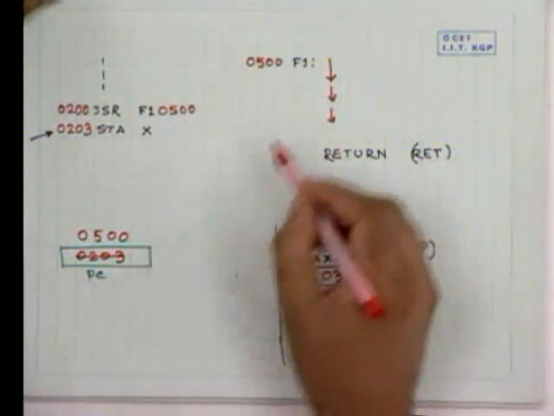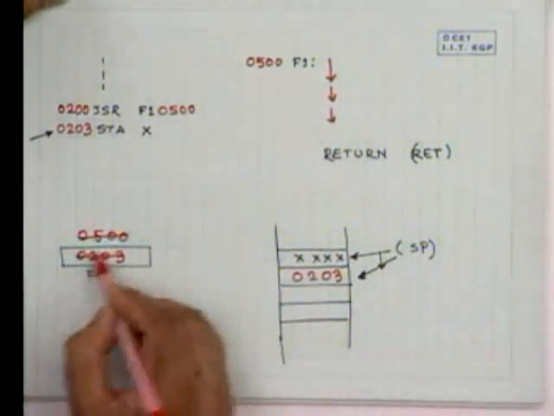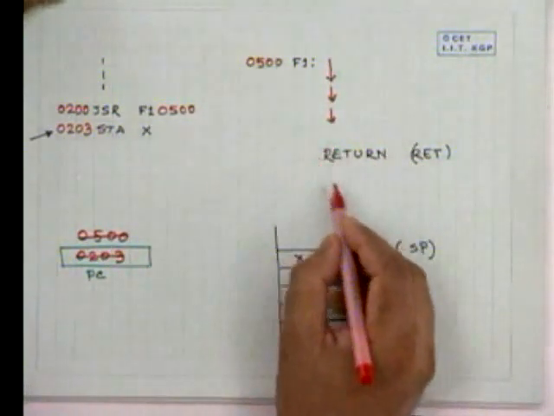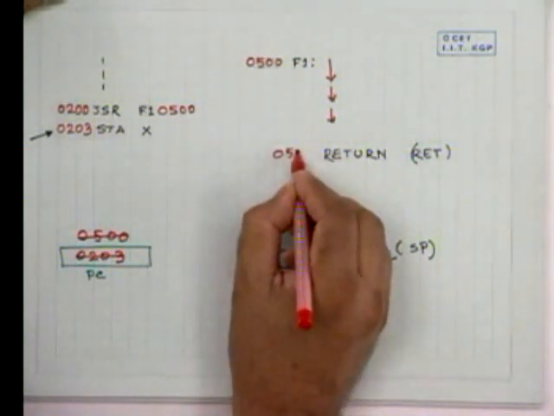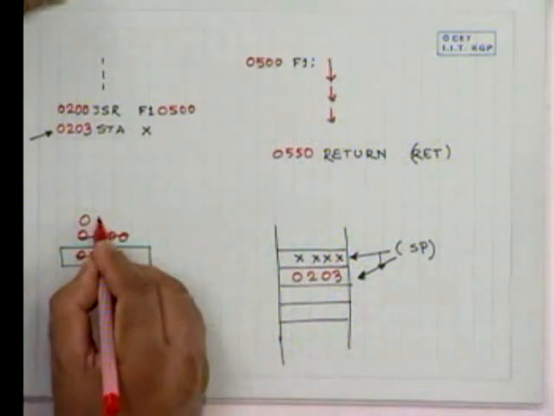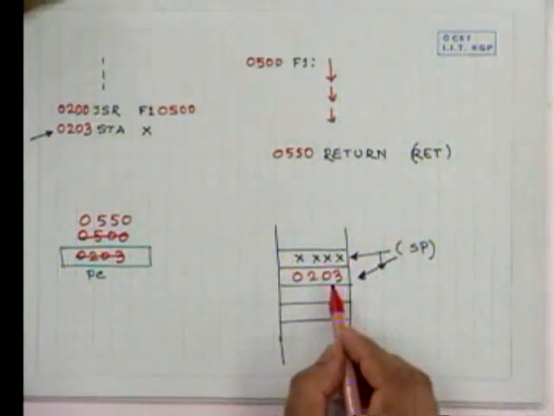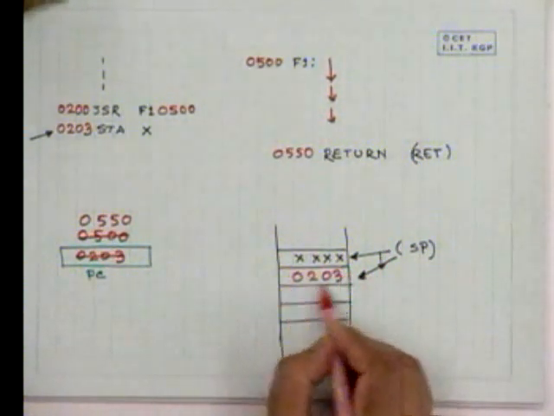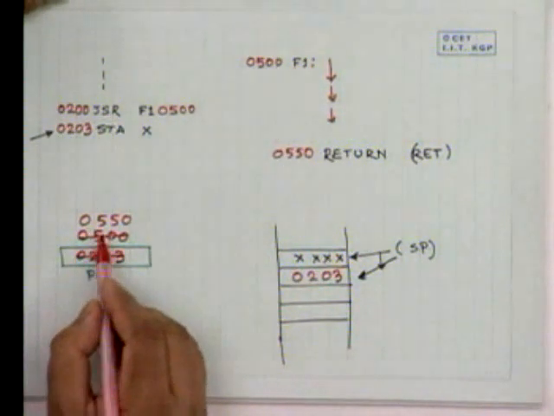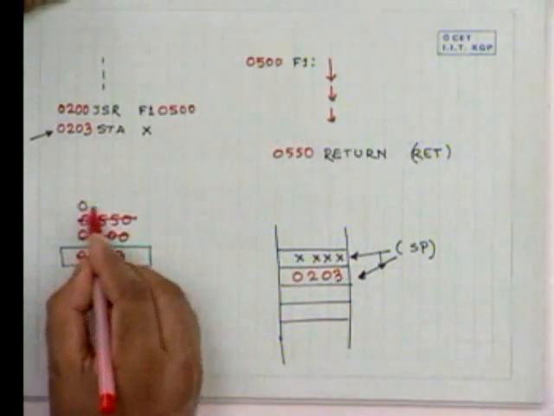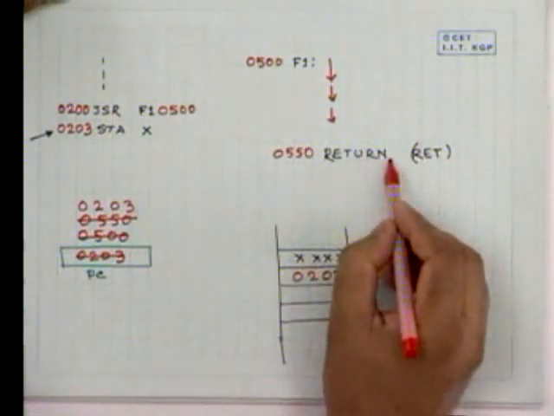Now you see, as this function was getting executed, the program counter value was getting changed, and somewhere it would have taken a value, say when this return instruction is executing, say 0550. Now as the return instruction is executed, the top of the stack, which is 0203, is popped out and is pushed into the program counter, which means this is replaced by 0203, and the return instruction execution is over.